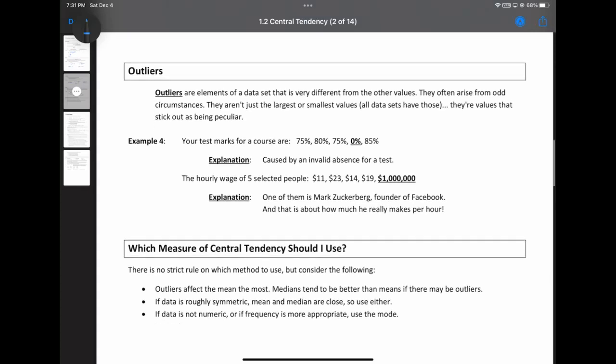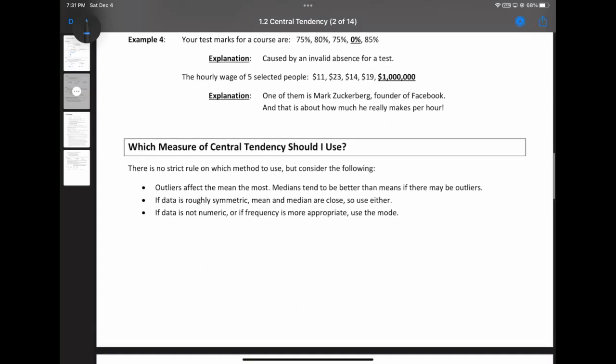Last thing I want to talk about before I let you go, it's fairly short: we've got these different methods of central tendency to use. Which one should we use? The answer is it's hard to define. Like, in this situation, you always use this, and in this situation, you always use that. Some things that I do want you to keep in mind, though.